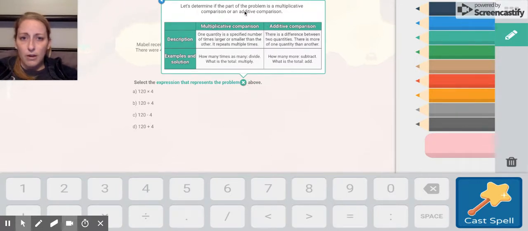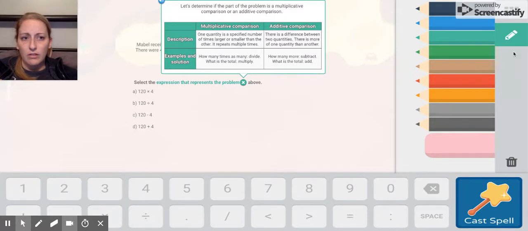Let's determine if the part of the problem is a multiplicative comparison or an additive comparison. Multiplicative? Sorry if I'm not saying that right. Description: one quantity is a specified number of times larger or smaller than the other. It repeats multiple times. Additive: there is a difference between 2 quantities. There is more of one quantity than another. How many times as many? Divide. What is the total? Multiply. How many more? Subtract. What is the total? Add. So it kind of tells them what they should do.